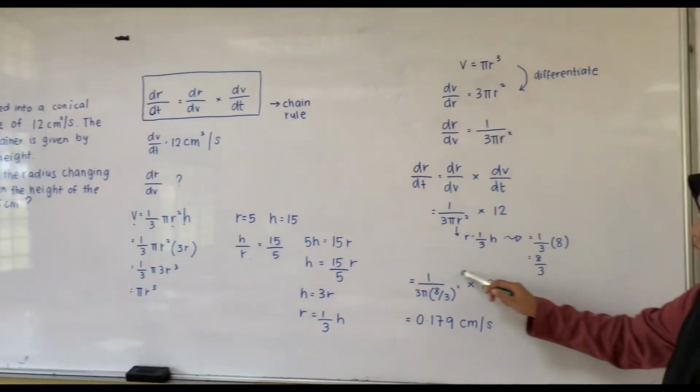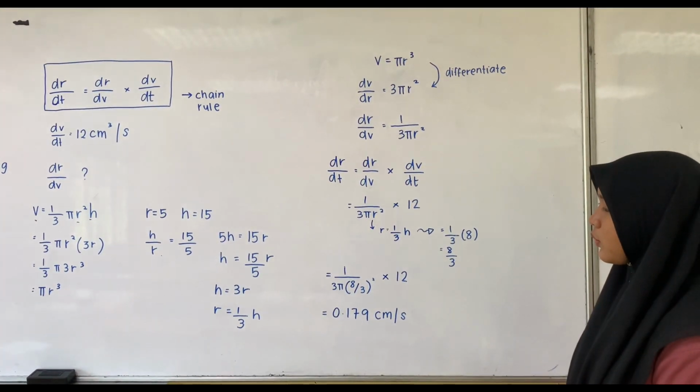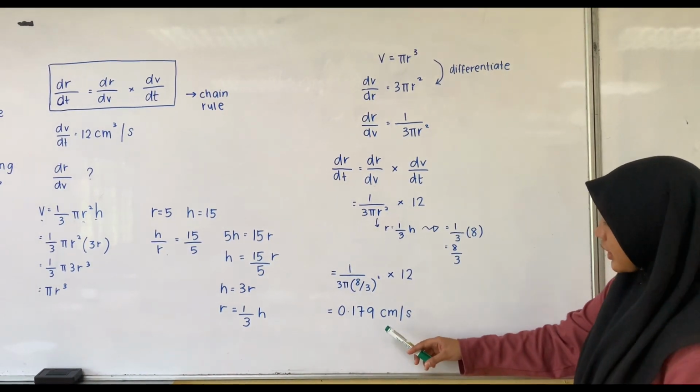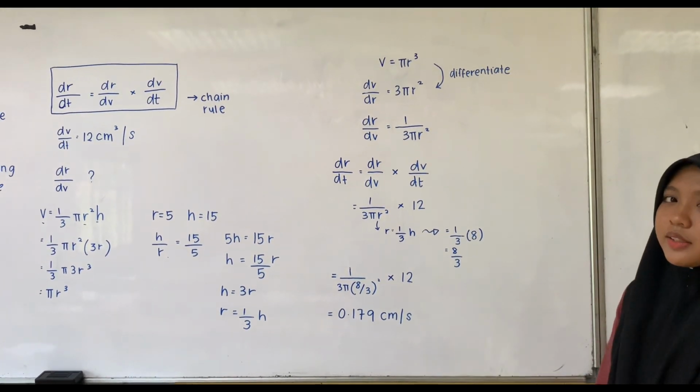And then we can finally use the calculator to get the final answer, which is 0.179 cm per second.